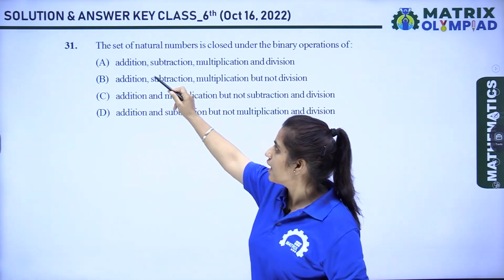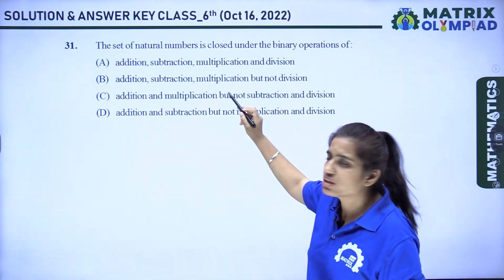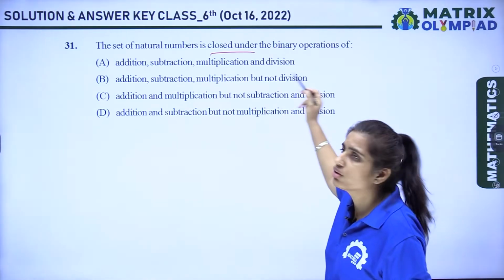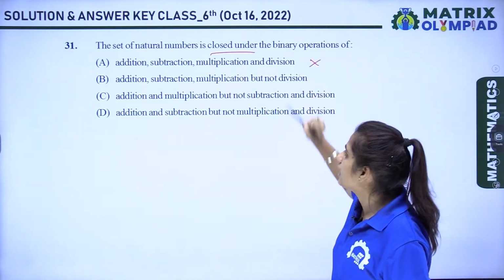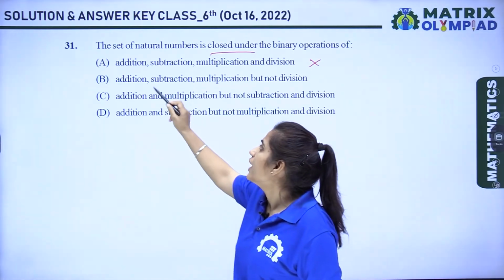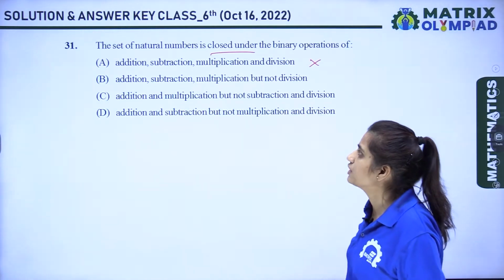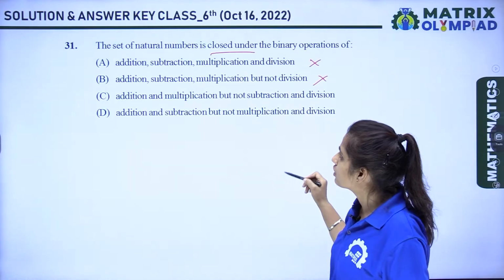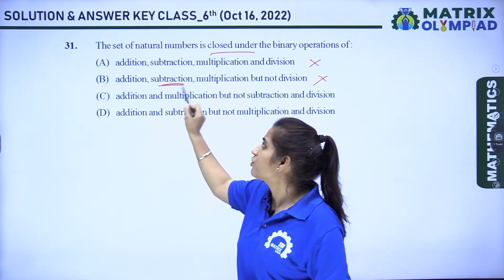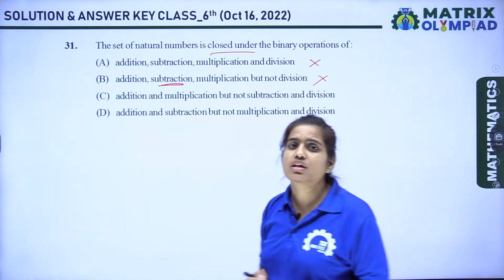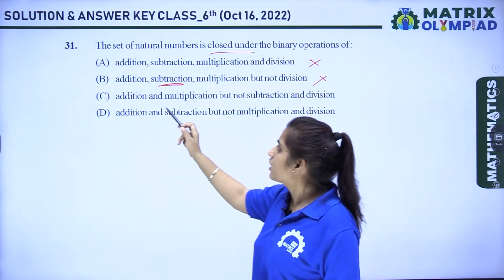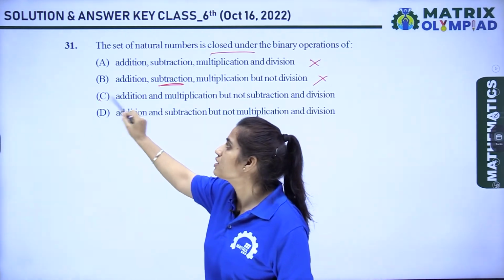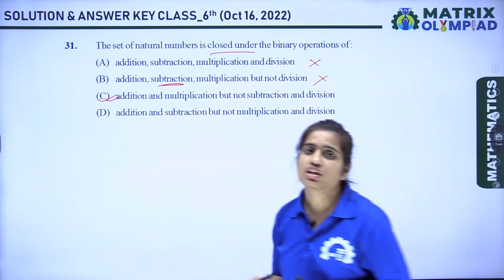So option A says addition, subtraction, multiplication and division. It is not possible for the natural numbers closed under the binary operation to satisfy all the operations. So option A is incorrect. Let's move on to the second option: addition, subtraction, multiplication but not division. This option is not correct, as subtraction also does not satisfy the condition. Now option C is addition and multiplication but not subtraction and division. So this option C is best for the given question.